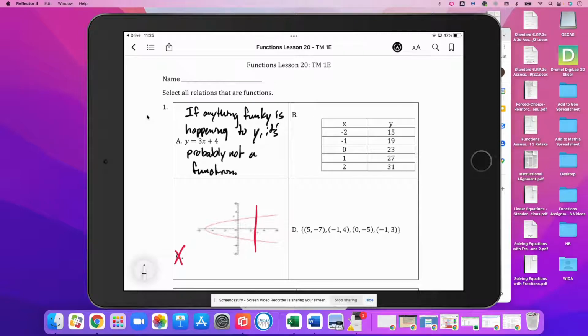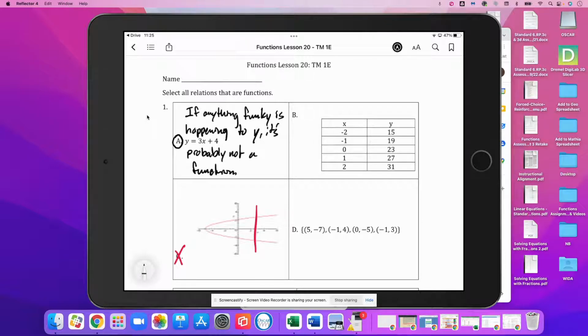So if we look at this first one, we have y equals 3x plus 4. If I was to graph that, it would be a straight line. It's linear, so it's only going to be hit by a vertical line in one spot. So yes, a would be a function.